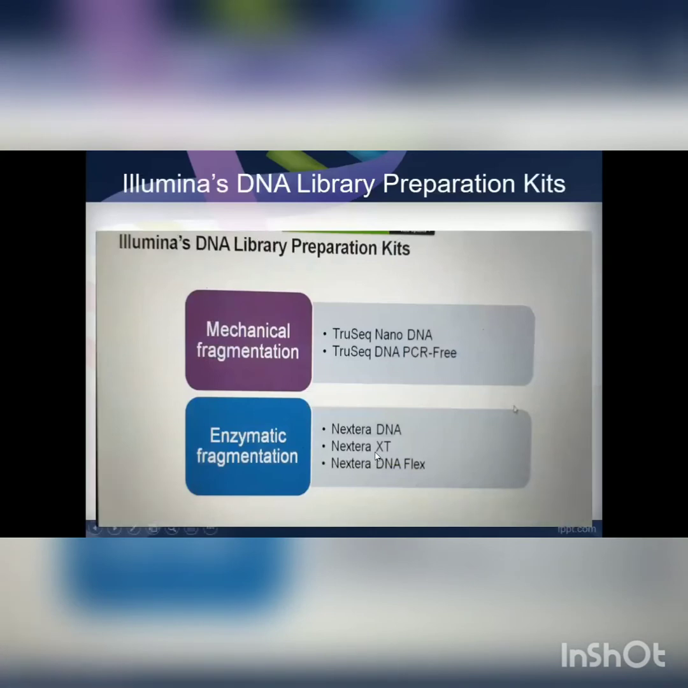So coming into Illumina's library preparation kits, there are 2 ways in which the library preparation can take place. One is through mechanical fragmentation, and the other is through enzymatic fragmentation. So under mechanical fragmentation, there are 2 kits. That's the TruSeq Nano DNA kit and the TruSeq DNA PCR-free kit. The enzymatic fragmentation has 3 kits. That's Nextera DNA, Nextera XT, and Nextera DNA Flex kits.